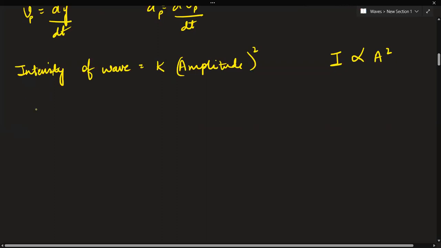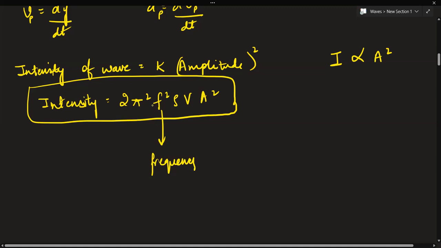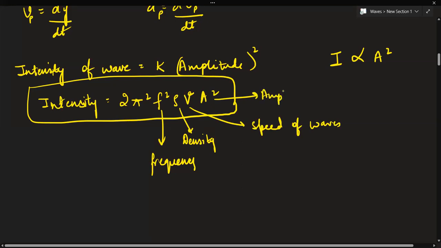Now see, this is specifically for this wave. Intensity's general formula is basically, you have to remember this: 2 pi square f square rho v a square. Memorize this formula for intensity. Here f is the frequency, rho is the density, v is again the speed of waves, and a is the amplitude. So it's just a simple, basic formula.